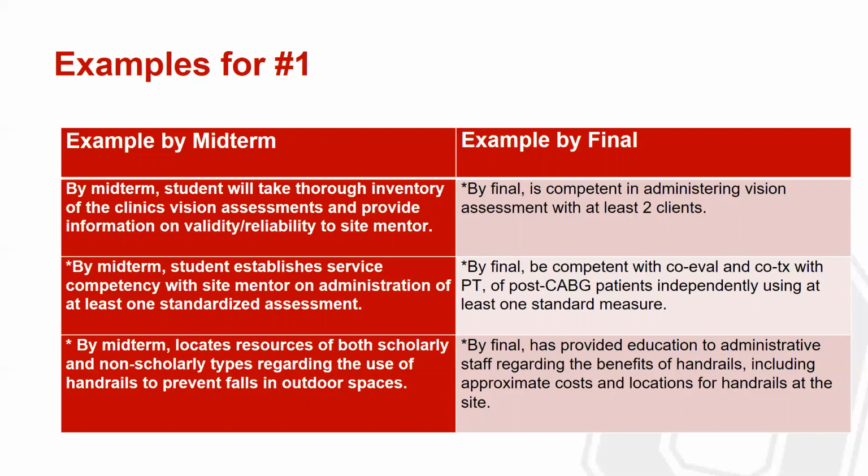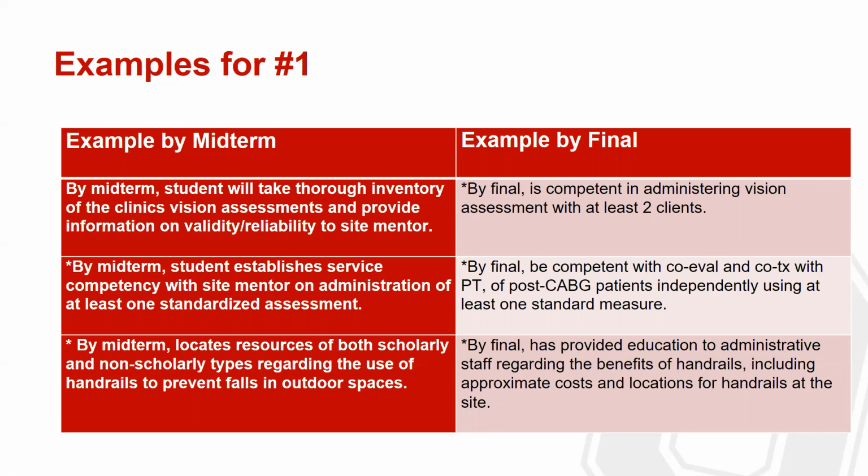But then at final, they're going to take it further by being competent with co-evaluation and co-treatment with physical therapy of post-open heart surgery patients independently, using at least 1 standard measure. And this would be like an acute care type of thing. We know that we need to get a little better at using outcome measures sometimes. So that would serve the facility. It would fit the caseload of the site mentor and the interests of the student.